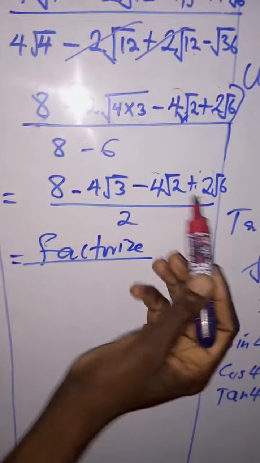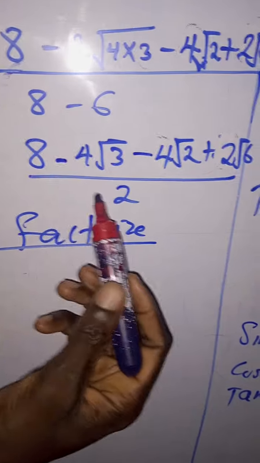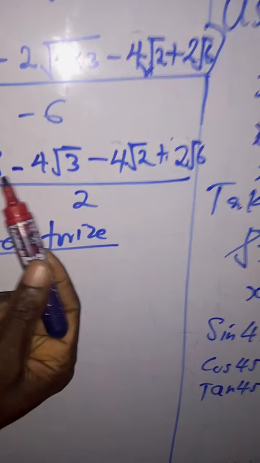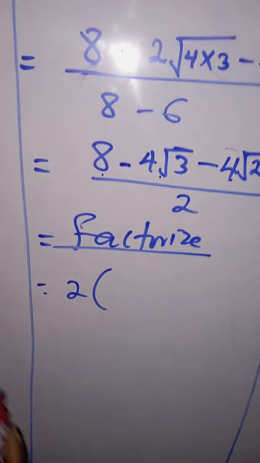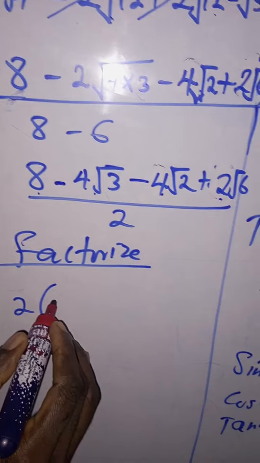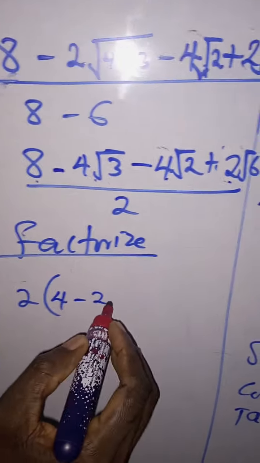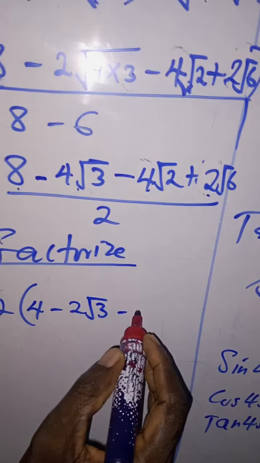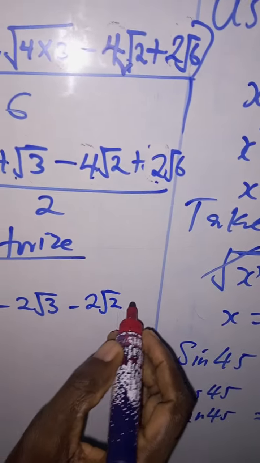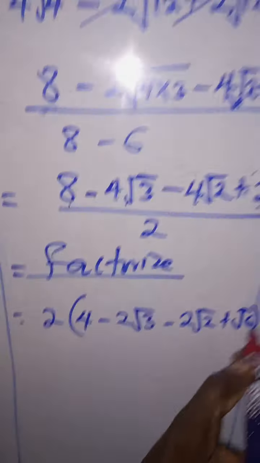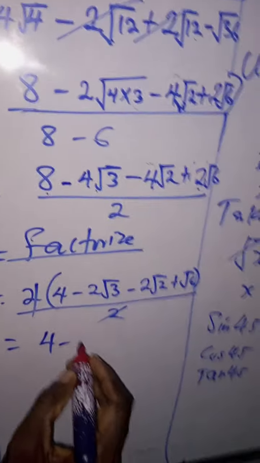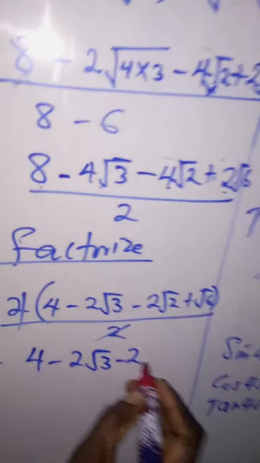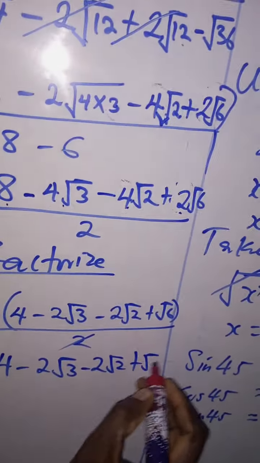We factorize. So when we factorize the numerator, you see that we can see 2 here, 2 here, 2 here, 2 here. So we bring the 2 out, open a bracket. This one will remain, if you divide it by 2, 4. This one will remain 2 root 3. And this one will remain 2 root 2. And this one will remain root 6, all over 2. So these 2 will cancel. So our final answer will now be 4 minus 2 root 3 minus 2 root 2 plus root 6.